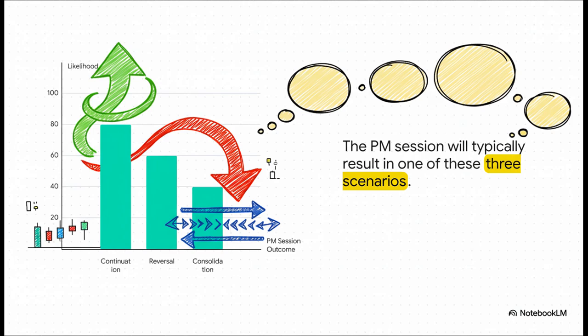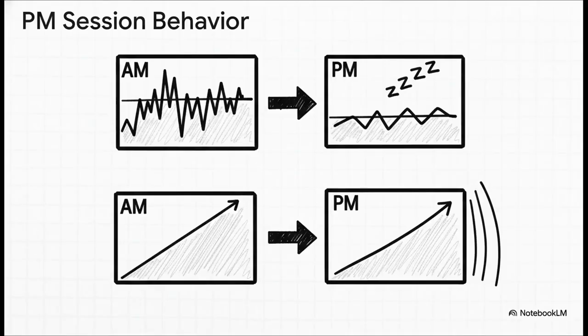Now, during this PM session, one of three things is usually going to happen. You'll either get a continuation of the morning's trend, a complete full-blown reversal, or just a quiet consolidation where the price pretty much goes nowhere. So how can you guess which one it's going to be? Well, here's how to think about it.